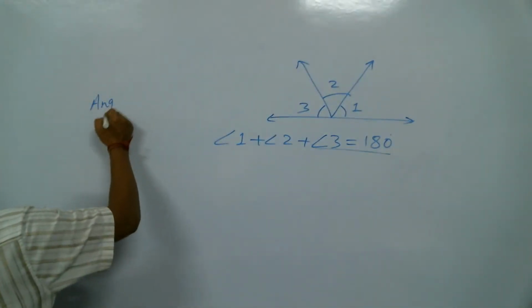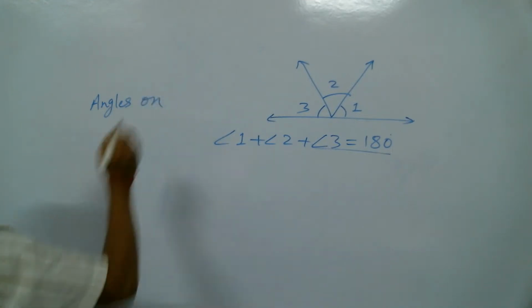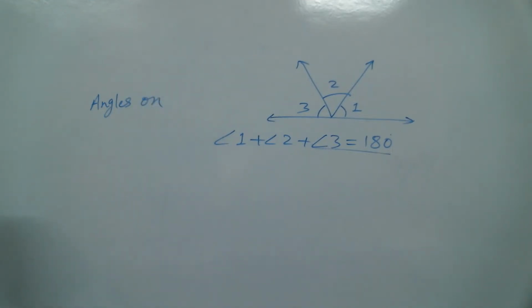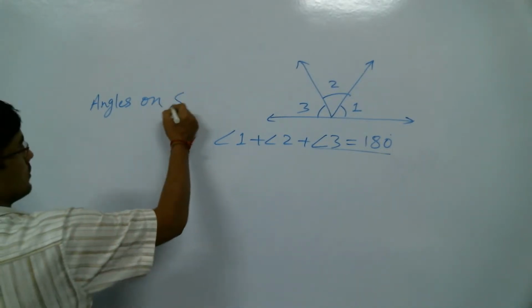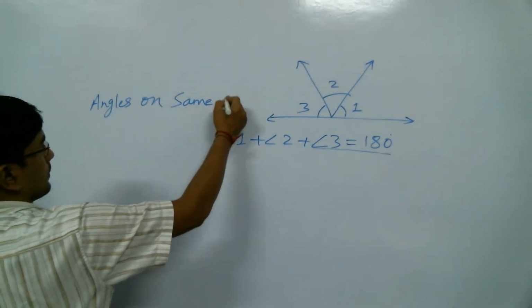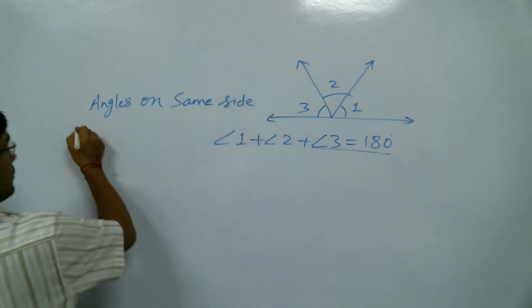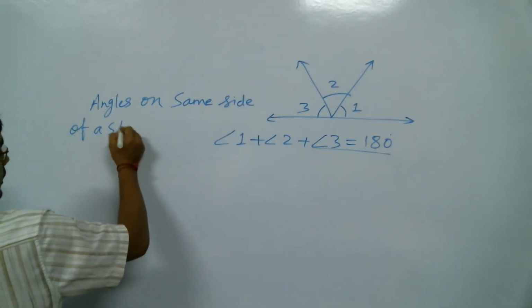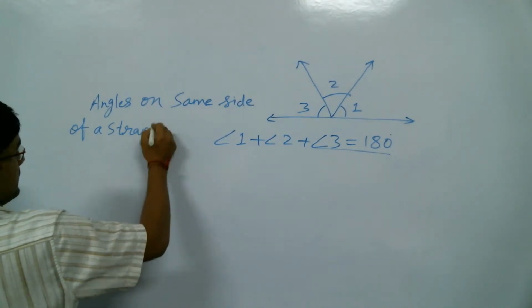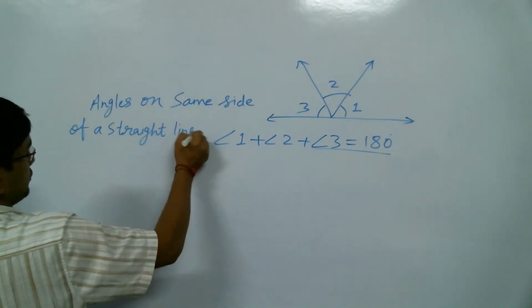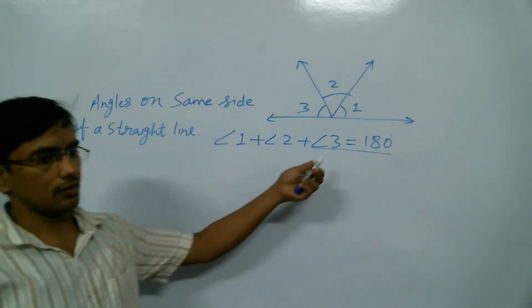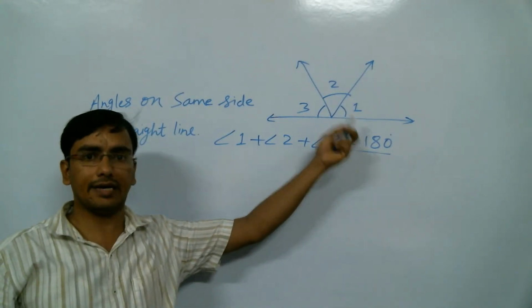Angles on the same side of a straight line. The angles formed on the same side of a straight line, they all sum up to 180 degrees.